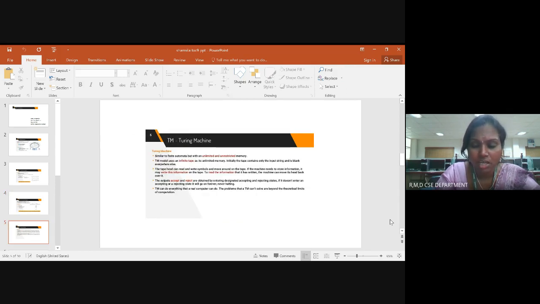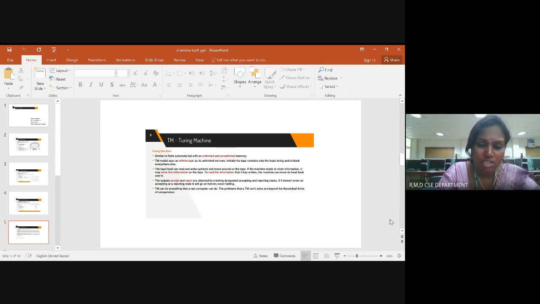The Turing machine is similar to a finite automata, but it has unrestricted, unlimited memory. The Turing machine has an infinite tape, unlimited memory. The tape head can read, write symbols, and move around on the tape. It will read from left to right and right to left.